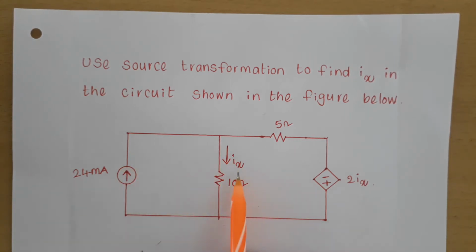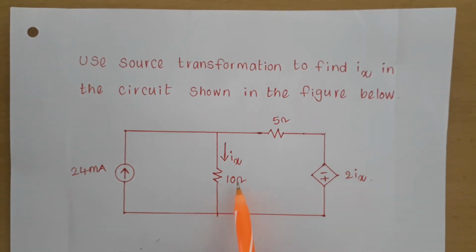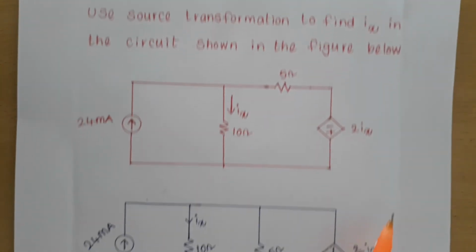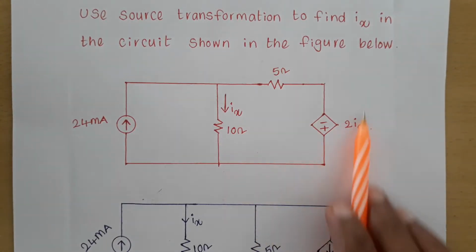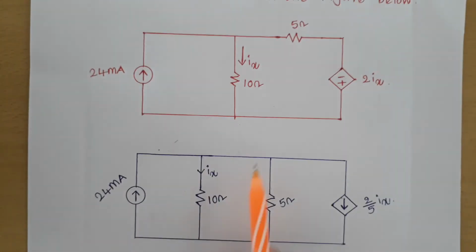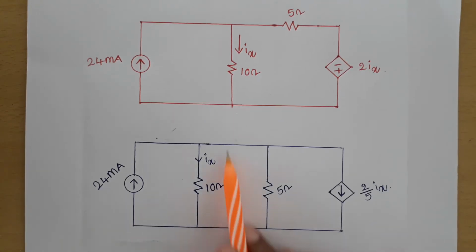So we can apply source transformation for this part of the circuit. As he is asking us to find the current in this 10 ohm resistor, we should not disturb this part of the circuit. So now we have to convert this practical voltage source to a practical current source. I am not disturbing this part of the circuit: the 24 milliamperes and the 10 ohms, and the current flowing in this 10 ohms is Ix.